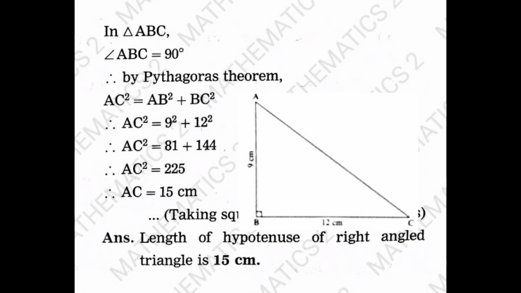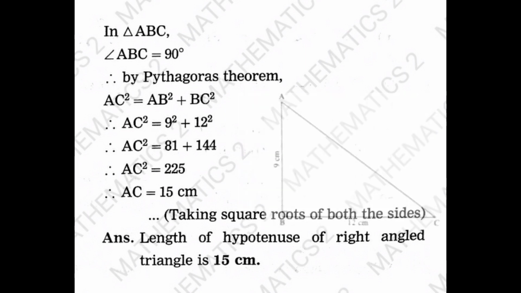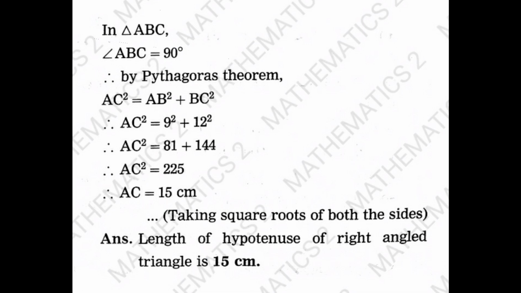So AC square is equal to 81 plus 144. AC square is equal to 225. Taking square root, AC is equal to 15 cm. The final answer is the length of the hypotenuse of the right angle triangle is 15 cm.